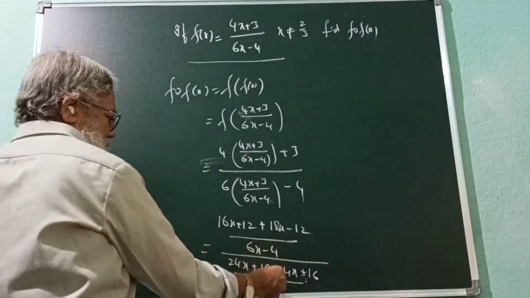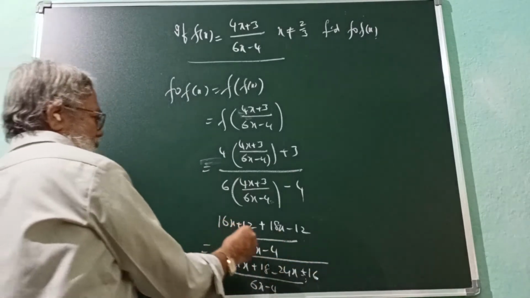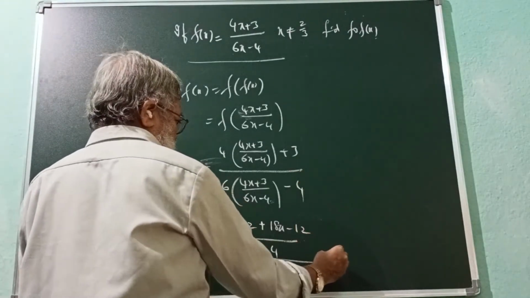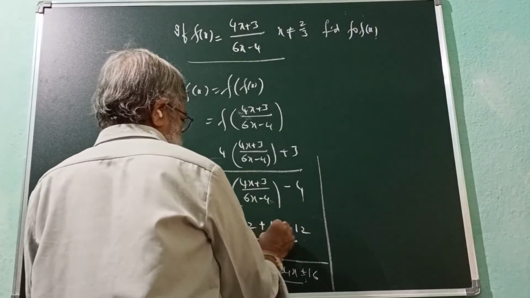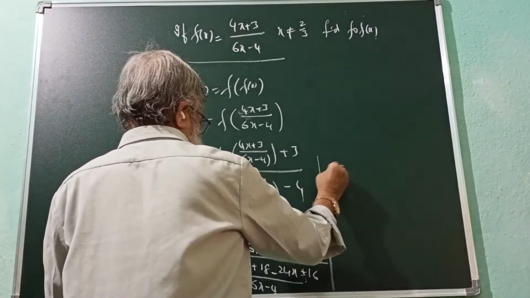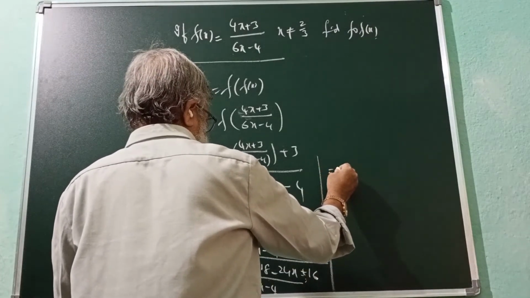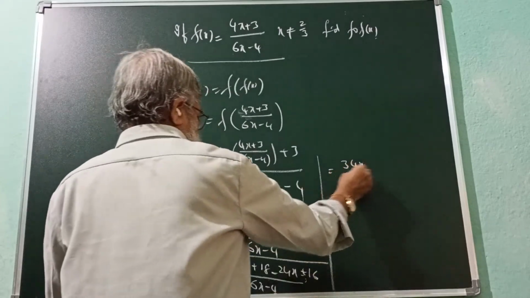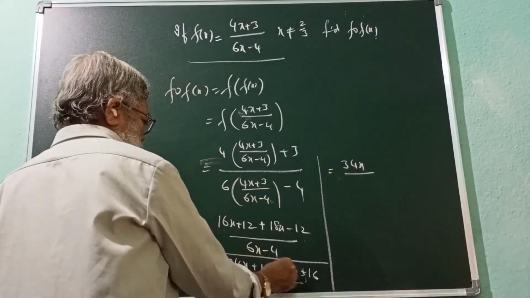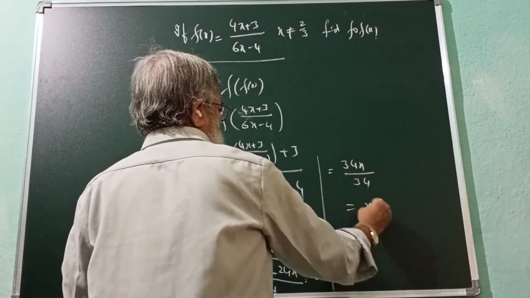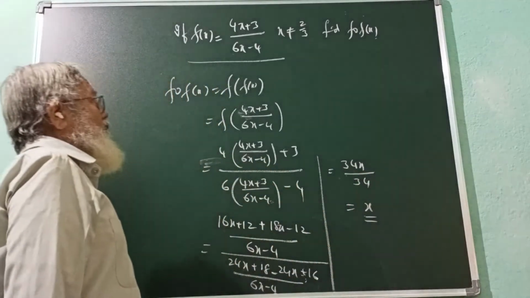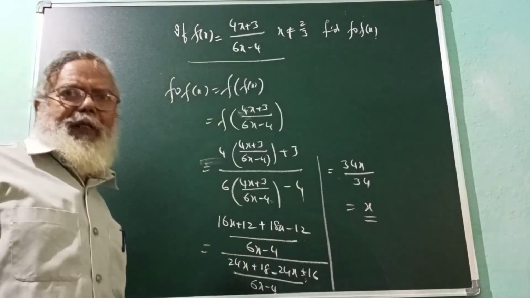Now this cancels with this, and if you simplify, you get 16x + 18x, 12 cancels with minus 12. Here 24x minus 24x gets cancelled. It is 34x divided by 34, that is equal to x, which is the value of f composition f of x.